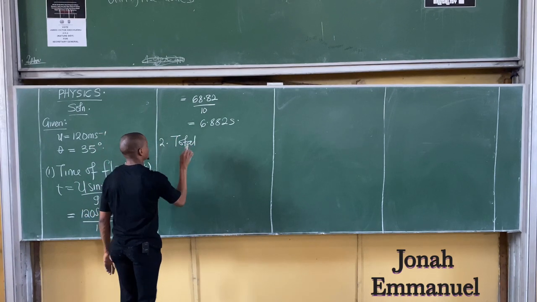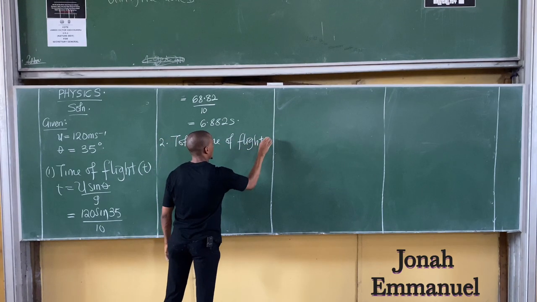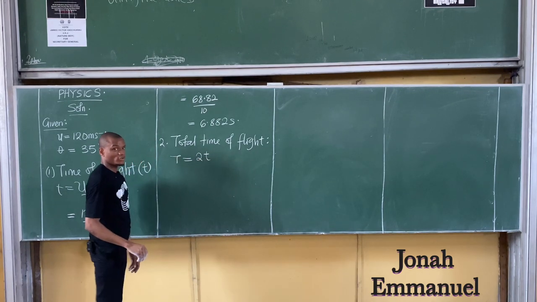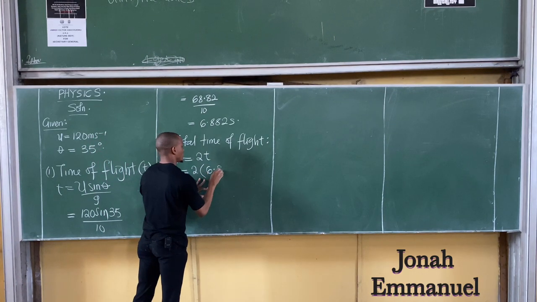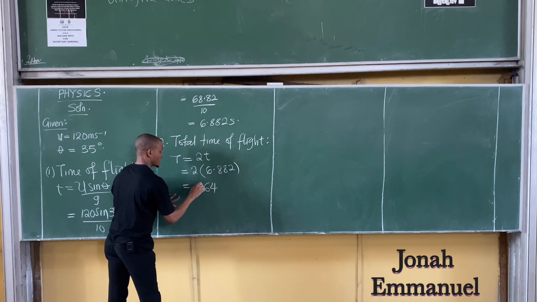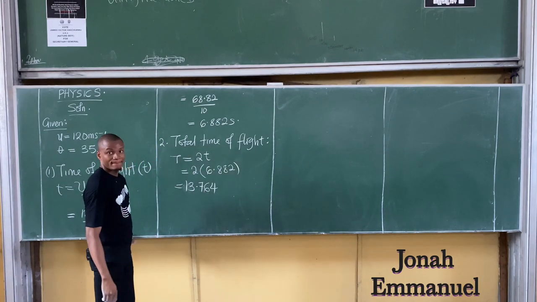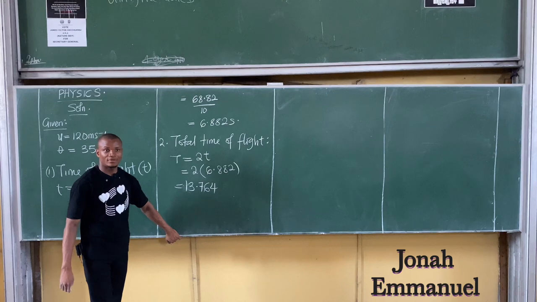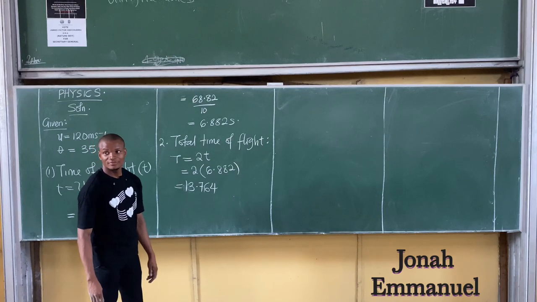total time of flight. That's capital T. So this is equal to 2 times small t. That's now equal to 2 times small t, 6.882. Multiply, let's look at that. That's 13.6764, right? Alright, what's the unit? What's the unit? Second.